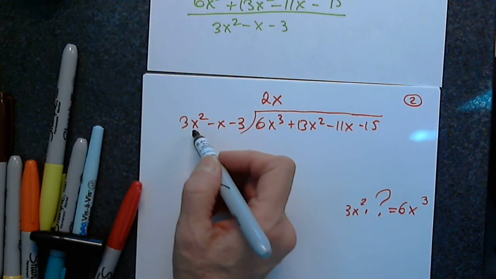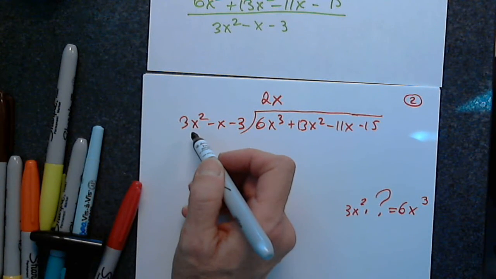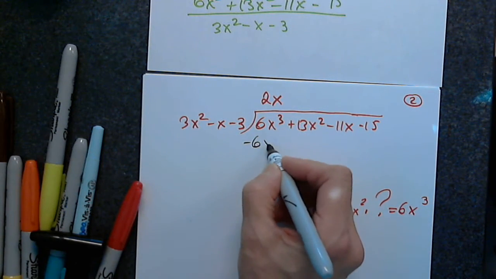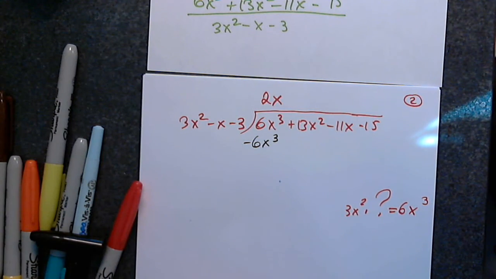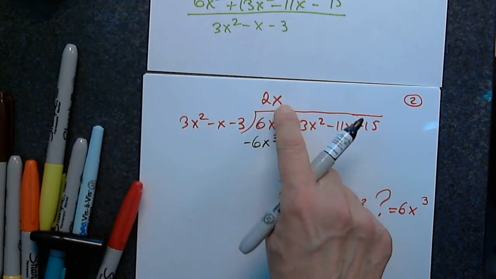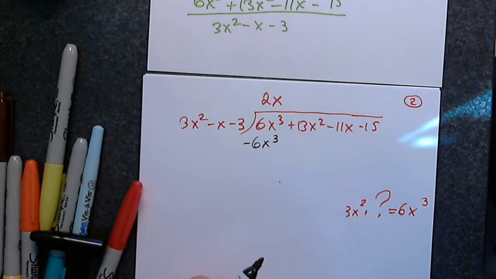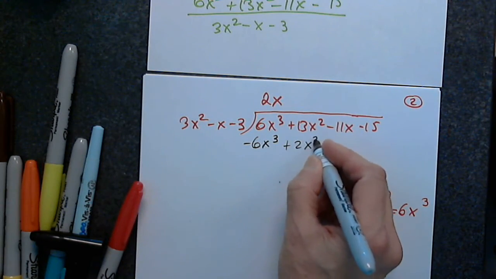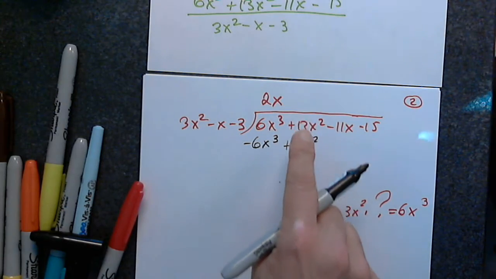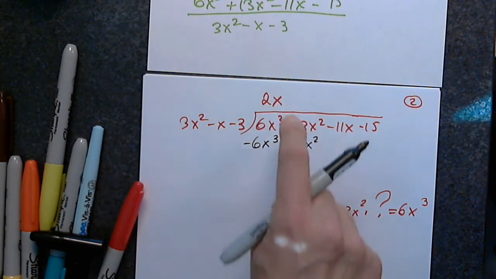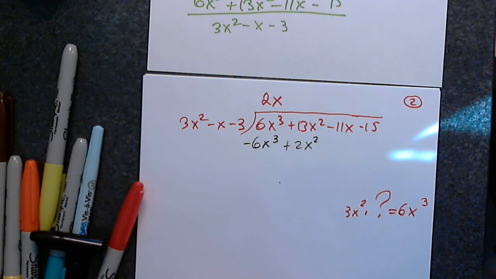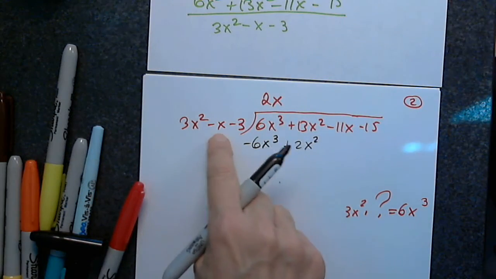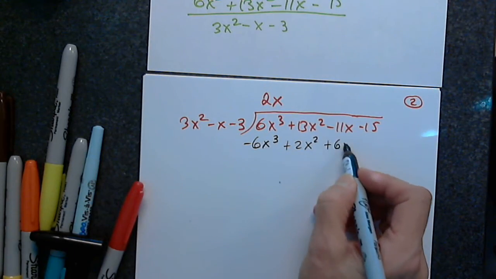2x times 3x squared. Very good, but I have to subtract. I have to change the sign before I write. 2x times negative x plus 2x squared, and I have to write under the like term. 2x times negative 3, yes, so it's negative 6x, but I have to write plus 6x.